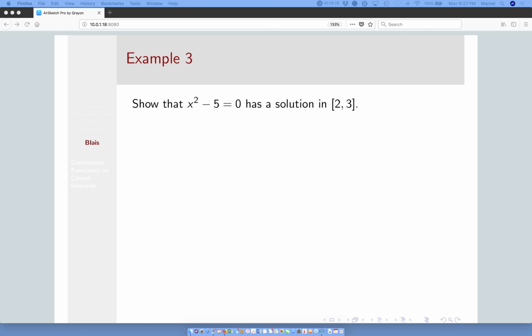Another example, and this is a pretty standard type of intermediate value theorem example, is we're given an equation and we want to show that it has a solution in some closed interval. Now, in this case, we all know that you would solve this by bringing the 5 to the other side, add 5 to both sides, and x would be root 5. So another way to say this question would be, show that square root of 5 is in the interval 2, 3.